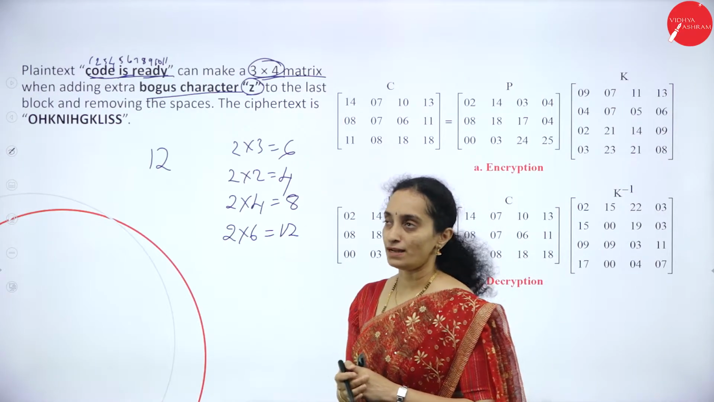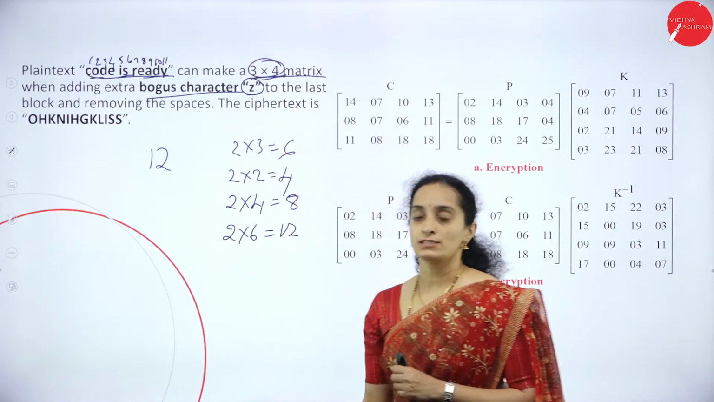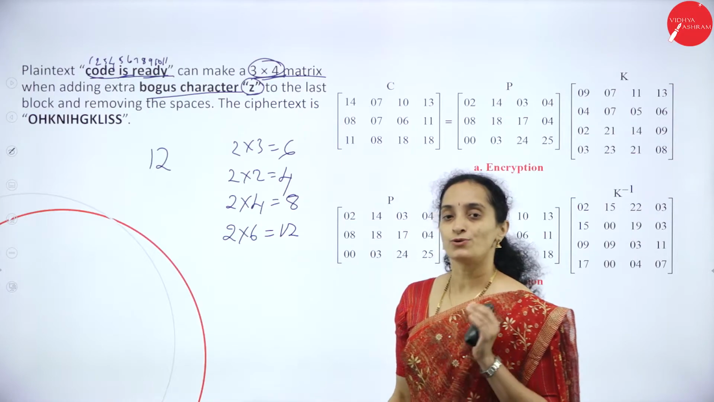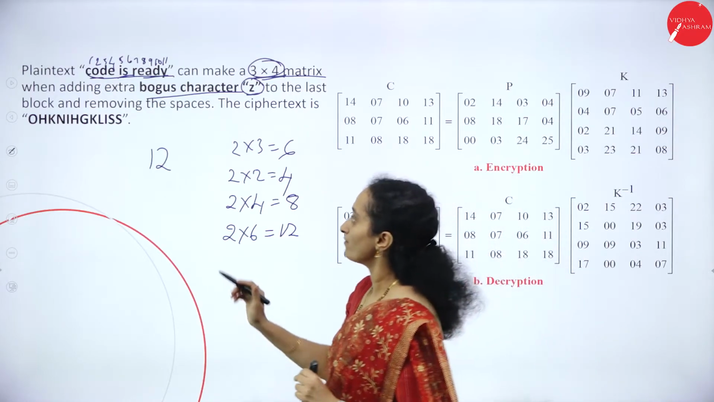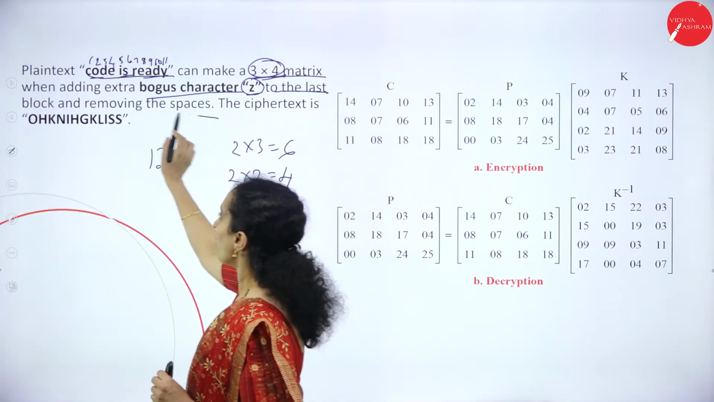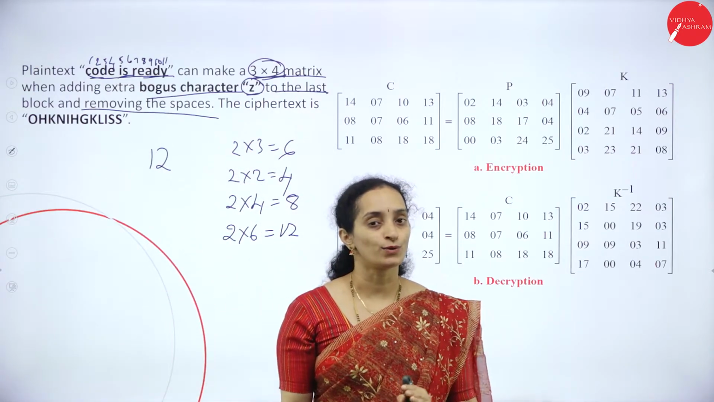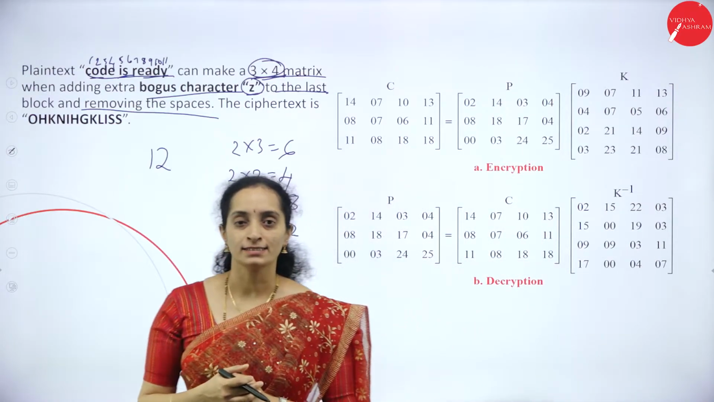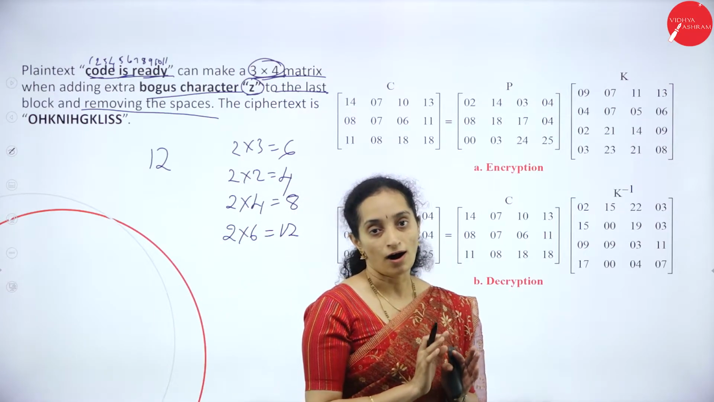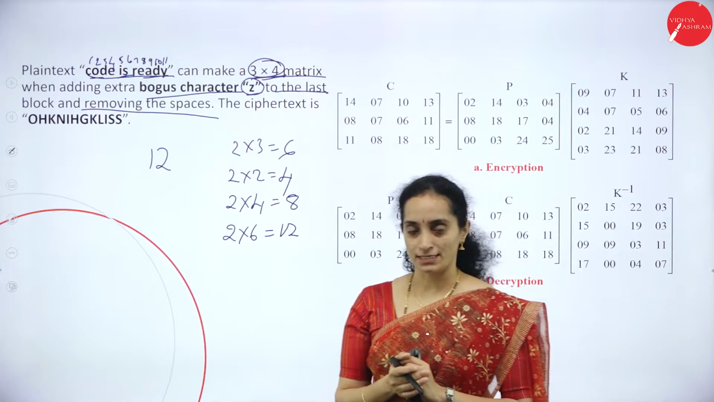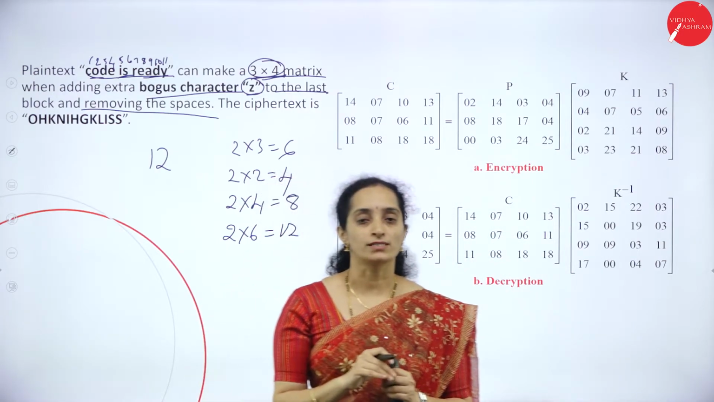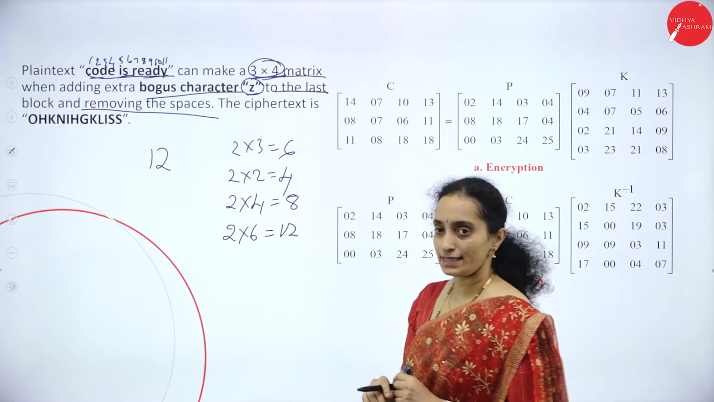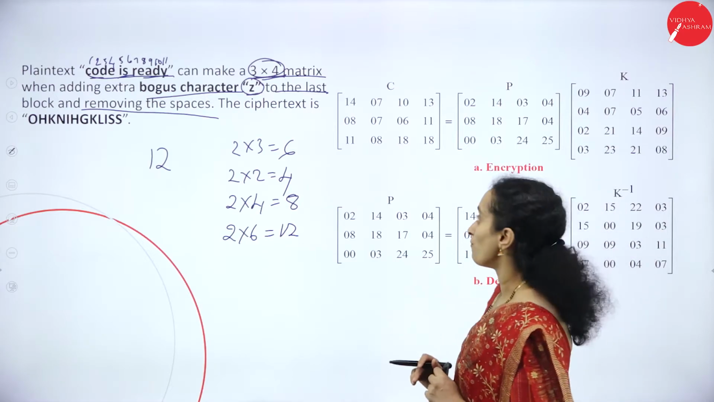In this example, the 3 cross 4 matrix is taken by adding a bogus character Z to the last block to make the total number of characters 12, and the spaces will be ignored. The algorithm will remove the space and keep only the characters. Because of the odd number of elements in the plain text, we are adding a bogus character Z, or you can add X or anything. We are adding Z here. This will be represented in the form of a matrix.